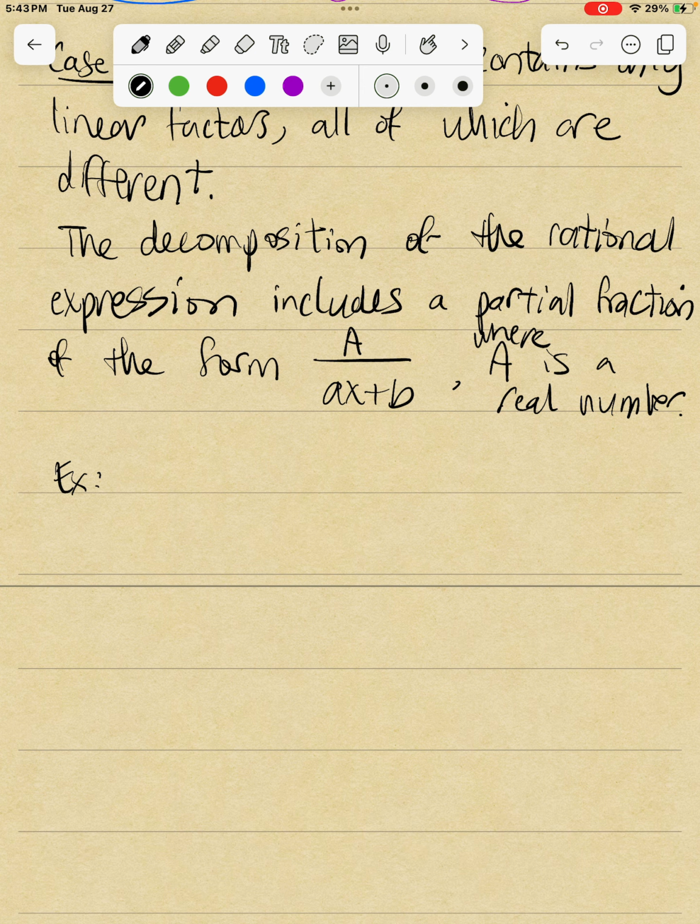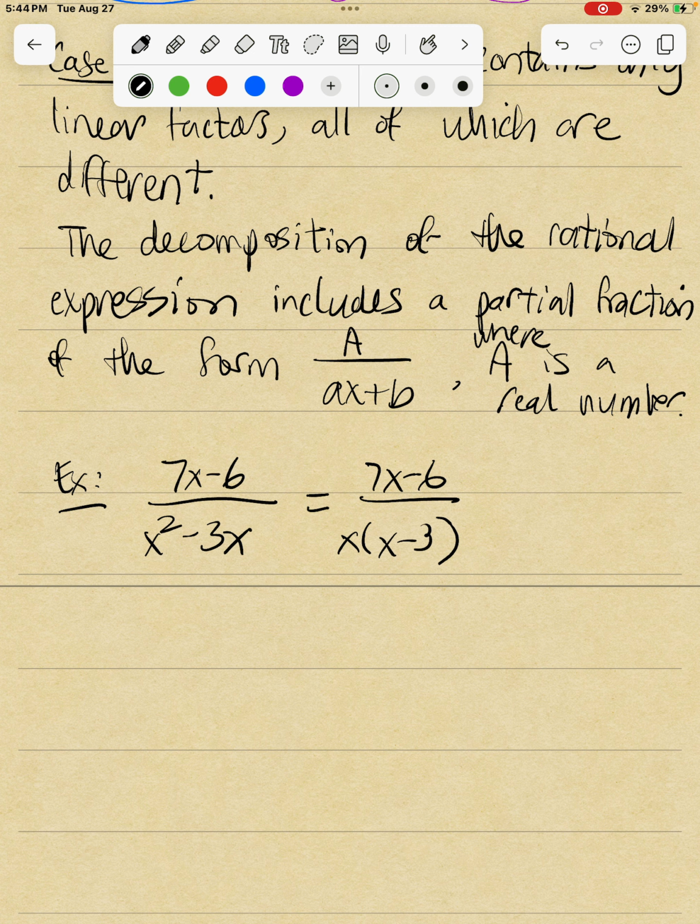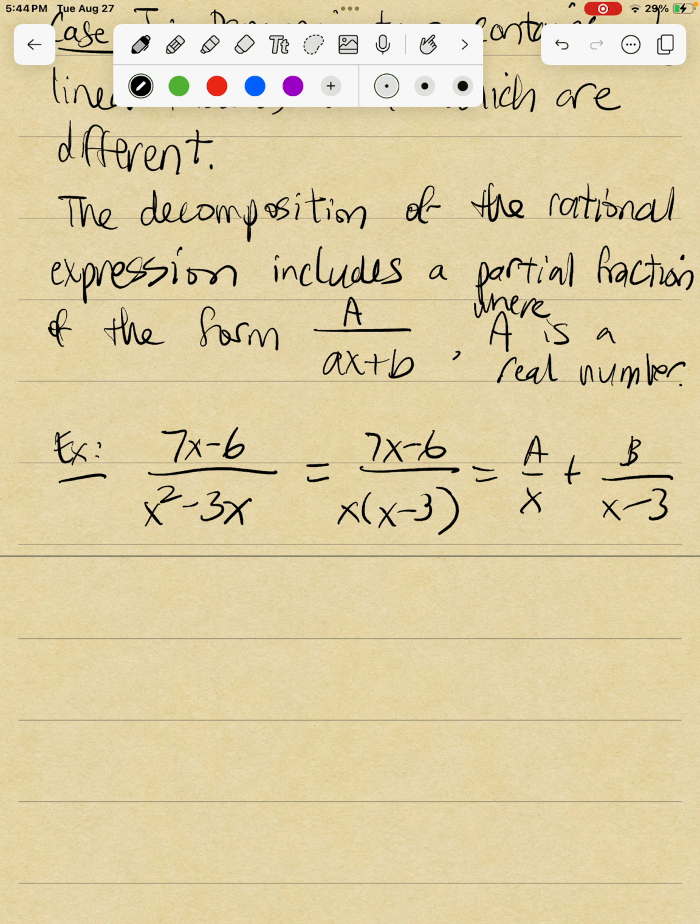So let's look at this example, 7x minus 6 over x squared minus 3x. Well, the factors are x and x minus 3, so this is going to break up into a over x plus b over x minus 3, where a and b are constants. Now to solve for a and b, we can multiply both sides of the equation. So let's write out the equation one more time. 7x minus 6 over x times x minus 3 is equal to a over x plus b over x minus 3.